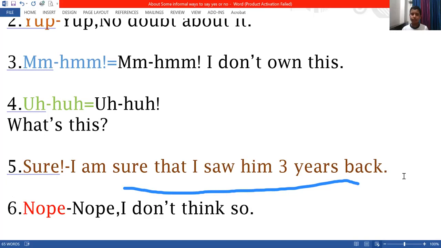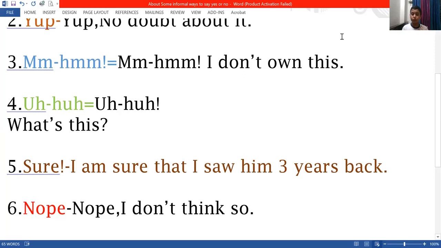And our sixth one is nope. Well, it's a type of negative word. You can use it as no. You can also say it as no. From now on, you should use the alternatives of no, like this. Then it will be better. Everyone will love to learn English from you, and will love to hear your English language.